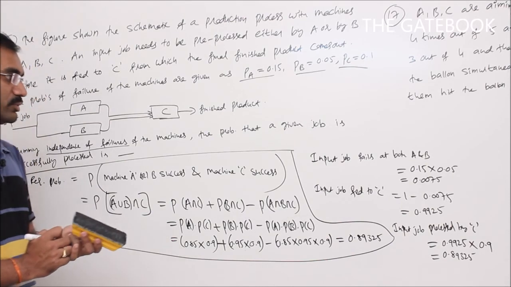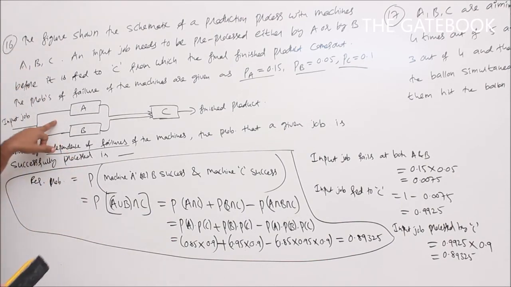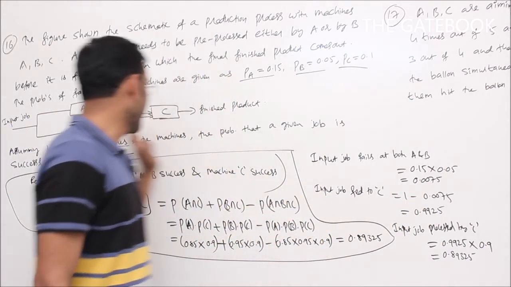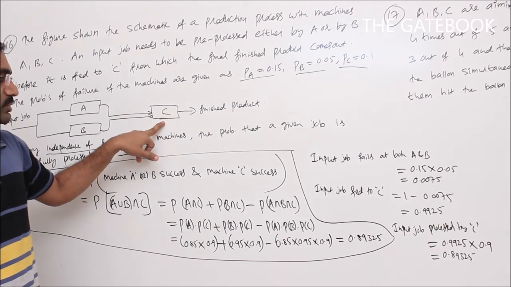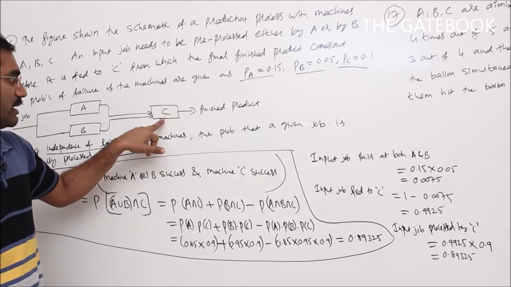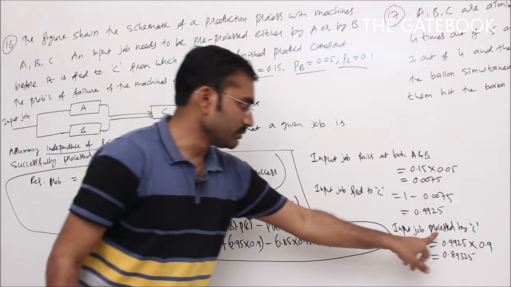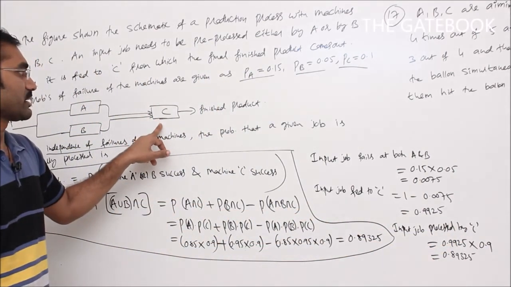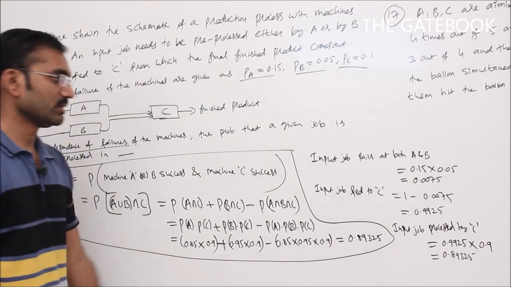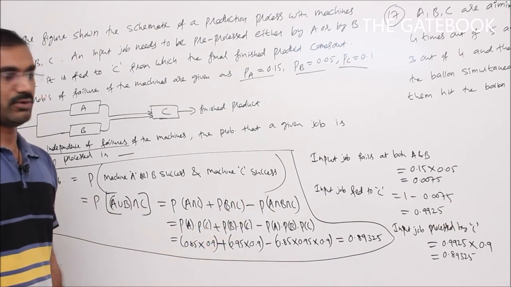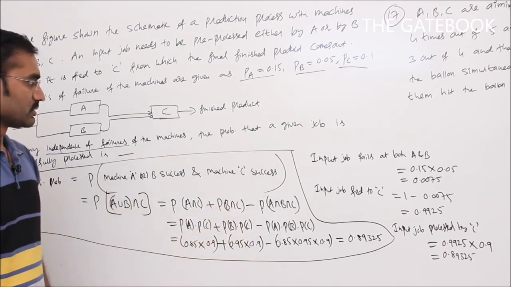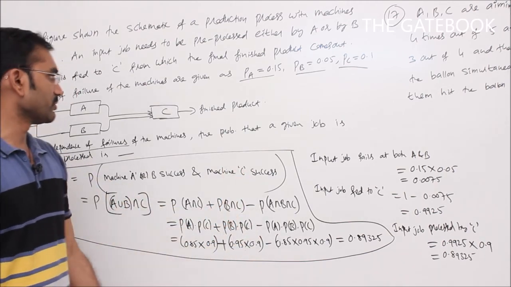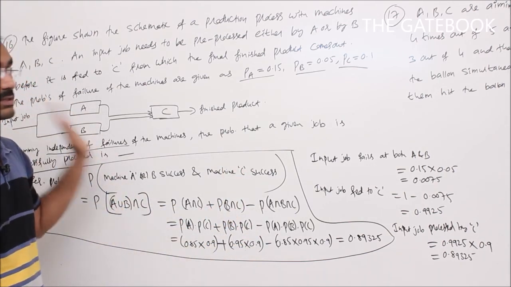So the input job fails at both A and B is that one. If we subtract it from 1, that gives the input job fed to C. After that, the input job processed by C is given by that probability value into the corresponding success at C, which is 0.9. So we get the final answer 0.89325. That is method 2. So you can go for method 1 or method 2, and both will give the same answer 0.89325. So this is about question number 16.